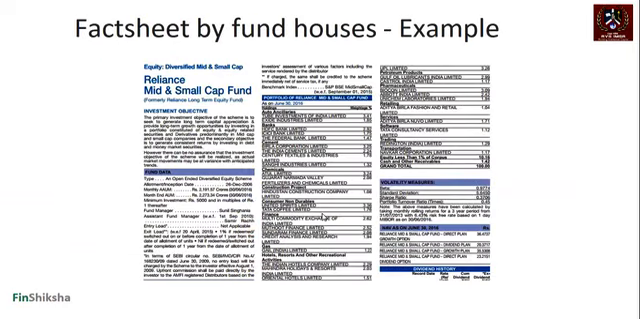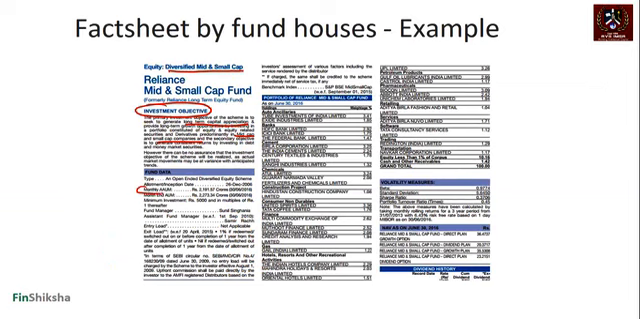So how do these funds look like? Let's say, for example, Reliance Mid and Small Cap Fund. I've divided into two parts each so that everything comes there. So diversified mid and small cap fund. What is the investment objective of the fund? So to generate long-term capital appreciation and growth opportunities by investing in small cap companies and mid cap companies, correct?